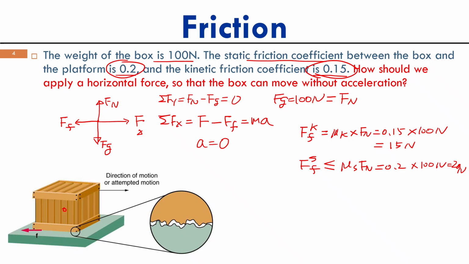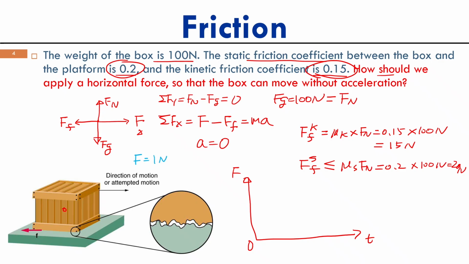Now let's think about how we should apply this force so the box can move without acceleration. Let me draw this chart here. So let's see, this is the force, this is the time. In the beginning, my force is 0. Then I gradually start to increase the force. Let me use a different color. So consider if I apply a force which is 1 Newton.